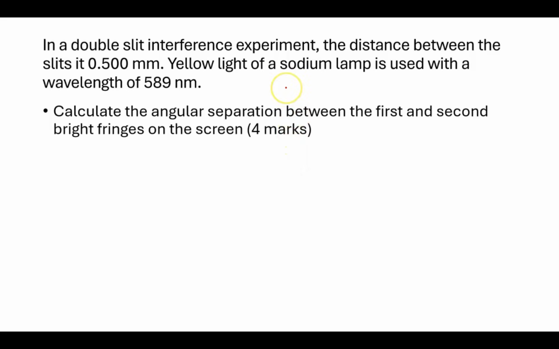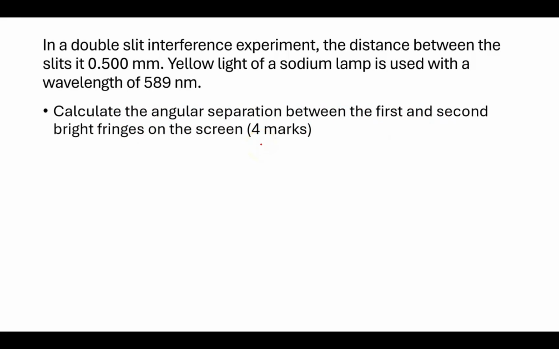So let's just have a question to start with. In a double slit interference experiment, the distance between the slits is 0.5 millimeters. The yellow light of a sodium lamp is used with a wavelength of 589 nanometers. And the question asks us to calculate the angular separation between the first and the second bright fringes on the screen. And this is 4 marks.